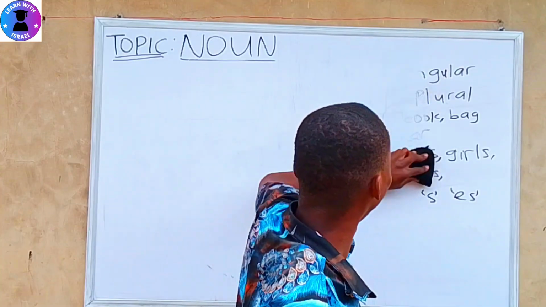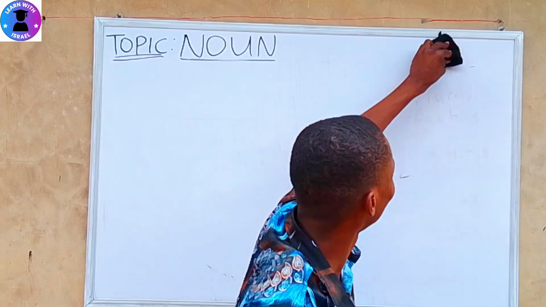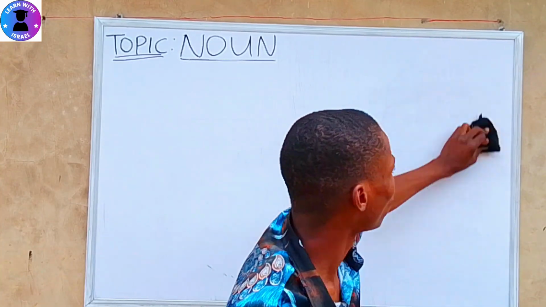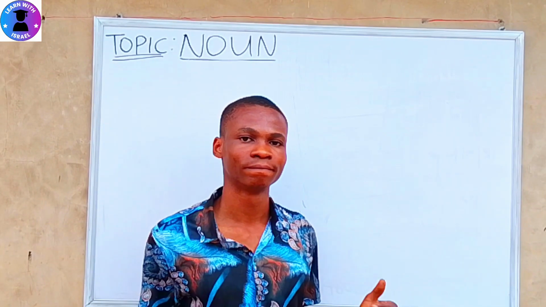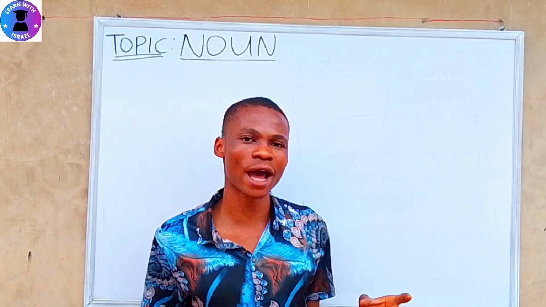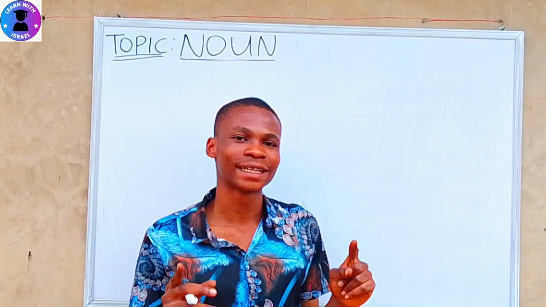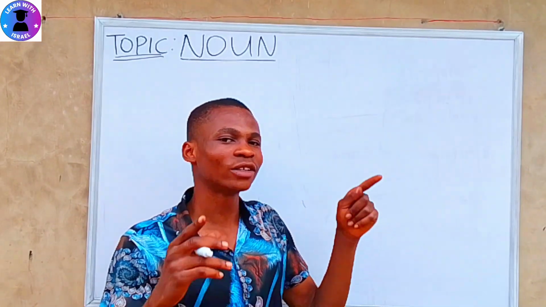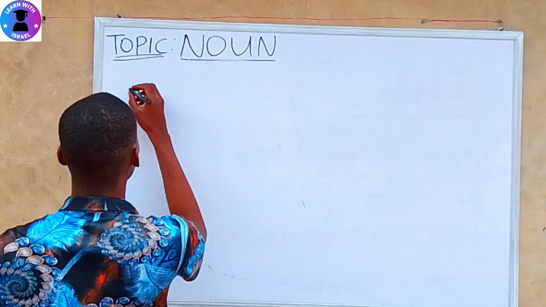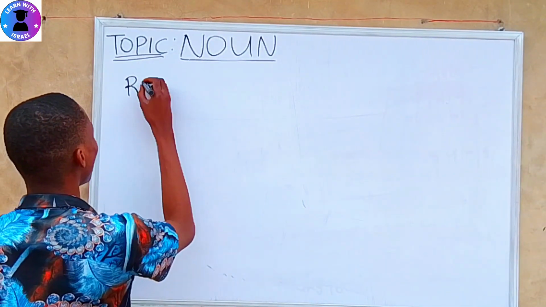So we are done with singular and plural now, and I hope you understand now. Singular involves one, while plural involves more than one. I hope you understand that. And most plurals have s at the end, or es. So let's now dive into the rules of forming plural.